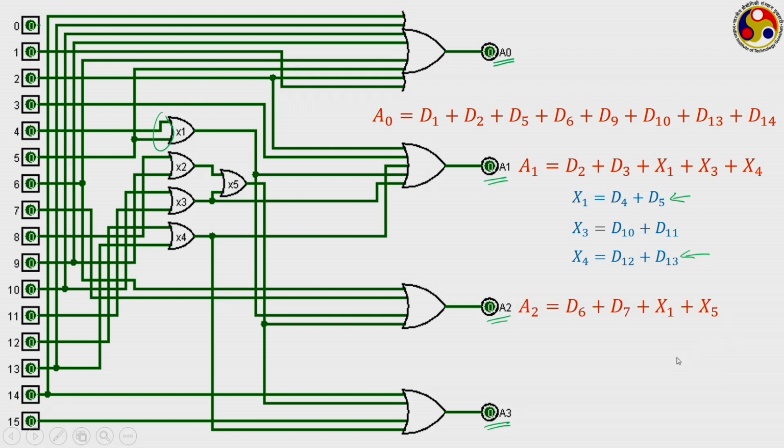A2 is connected to 6 and 7, and also X1 and X5. What is X1? X1 is having input as D4 and D5, and X5 is having input as X2 and X3. It is taking input from these two. Now X2 is having 2 inputs, X3 is having 2 inputs, and finally the A3, the leftmost bit, is connected to 14, 15, and also X4 and X5. This way, quite similar to BCD, we can form also the gray code version of this.